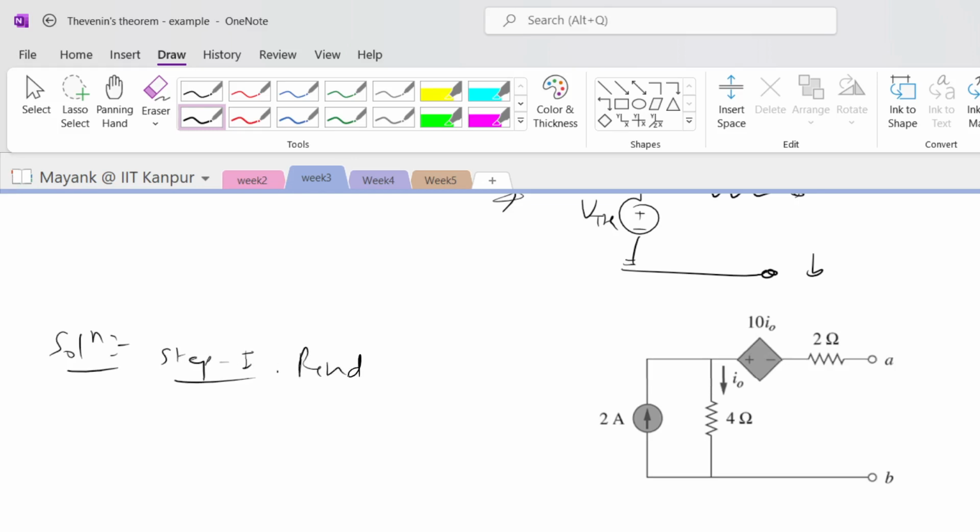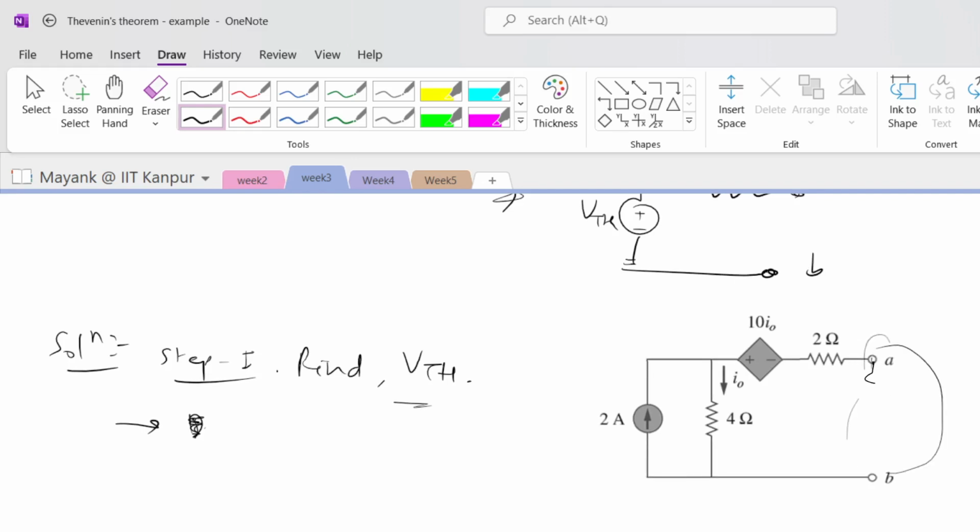Find VThevenin. Right. So how do I find VThevenin? I first, what? Open circuit the terminals, right? So in this case there is no need, because this is also already open circuited.